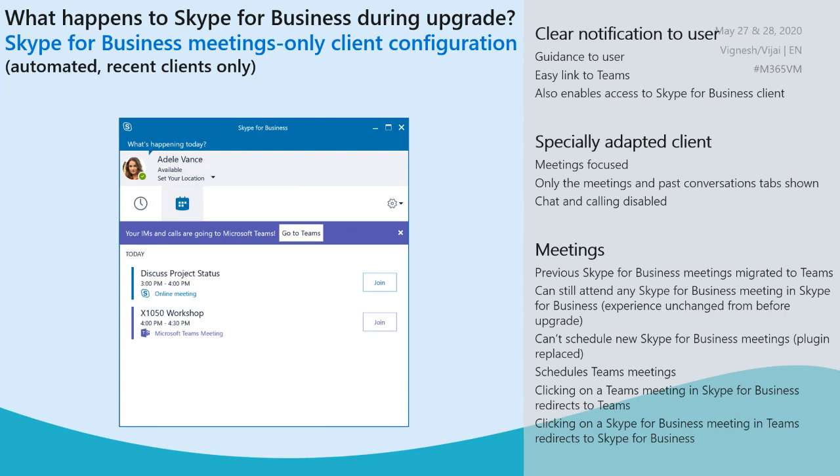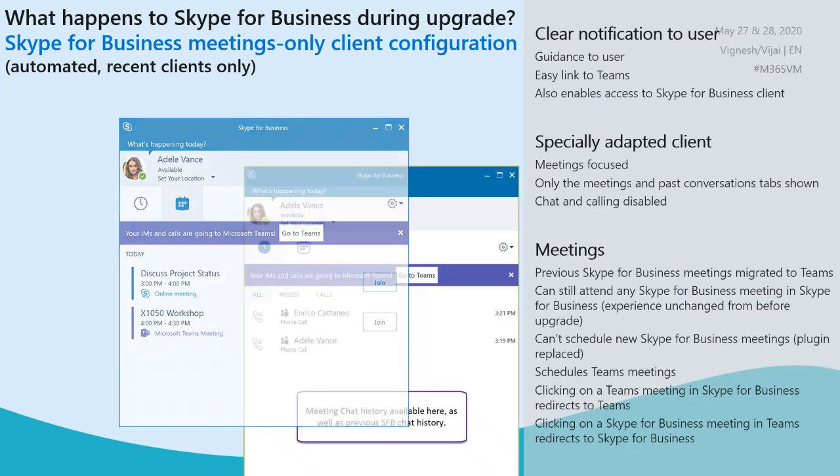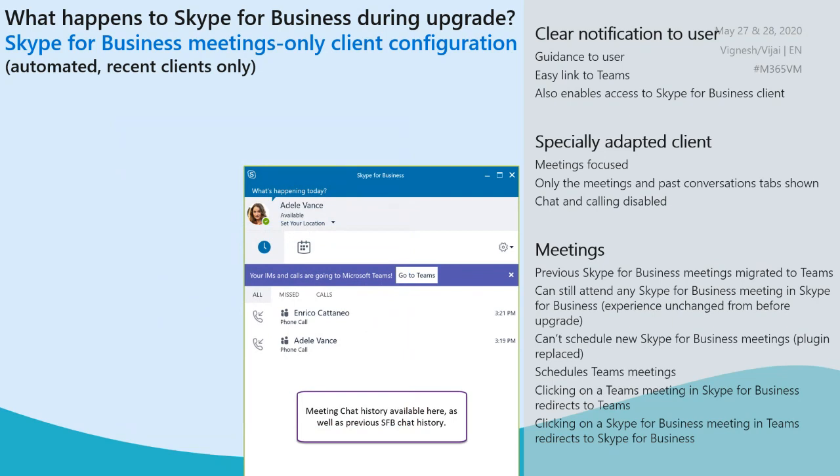Okay, but you will not be able to schedule any Skype for Business meeting. It shows all the existing meetings. Just on one click, it will take you to the meeting experience. And also you can see the chat history available here. So these are the only things that you will be seeing in the Skype for Business when you are doing the upgrade.